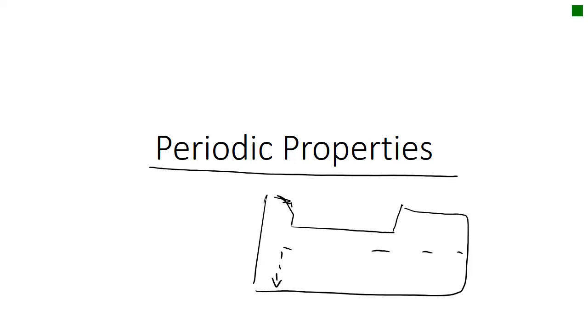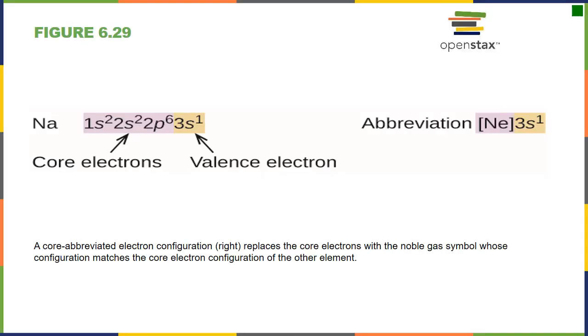So periodic properties. The first one we need to remember is valence electrons. Valence electrons are the ones with the largest quantum number. They're going to be on the outside and they're going to be reactive. The valence electrons give us the first periodic property, which is how these guys react, in that we know that our metals are going to lose valence electrons.